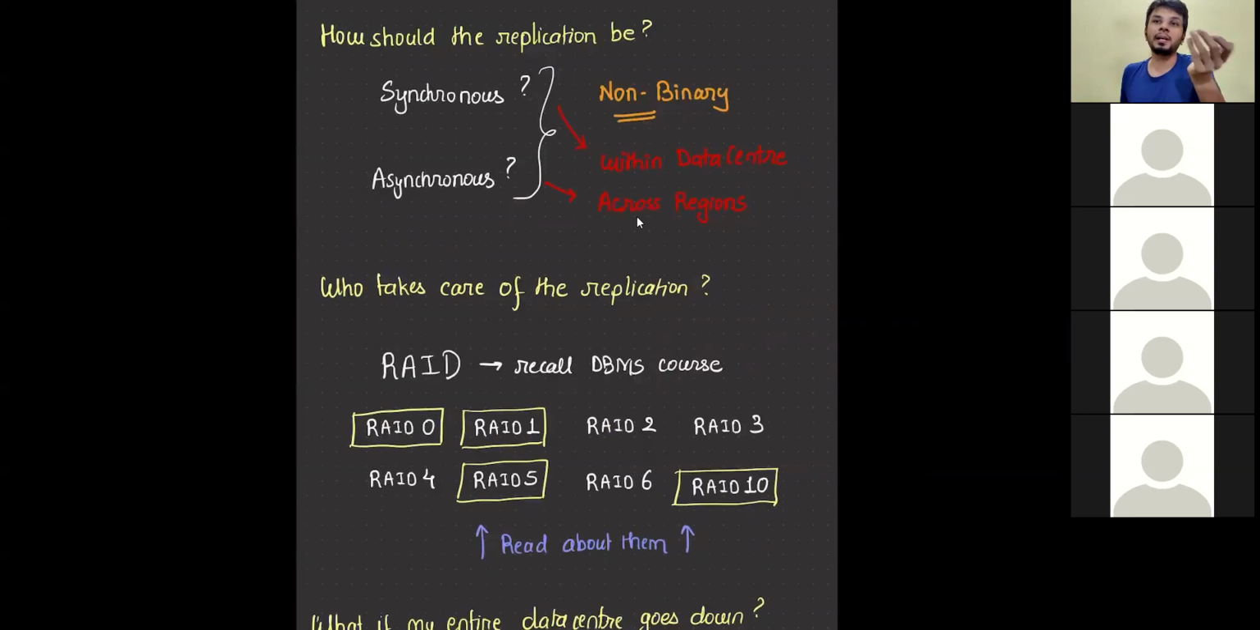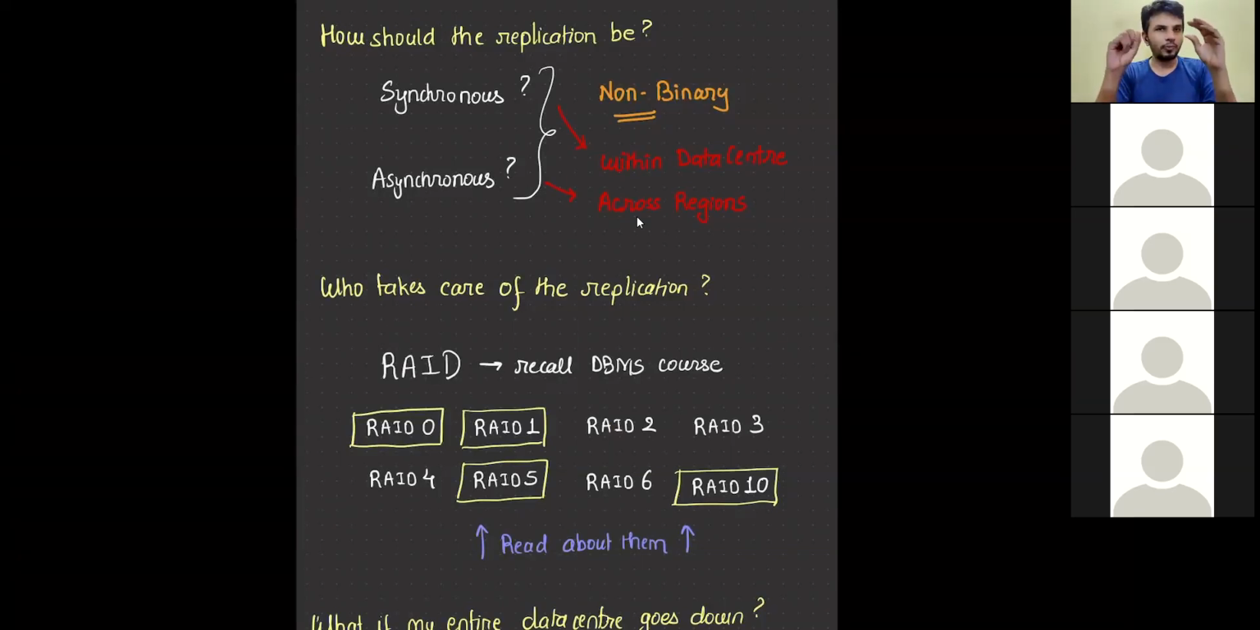But now comes the part where how would you replicate? There are two modes of replication. One is synchronous replication, another is asynchronous replication. The answer is not binary. You don't have to pick one over the other. What you would do is what they have specified, and obviously that makes sense.